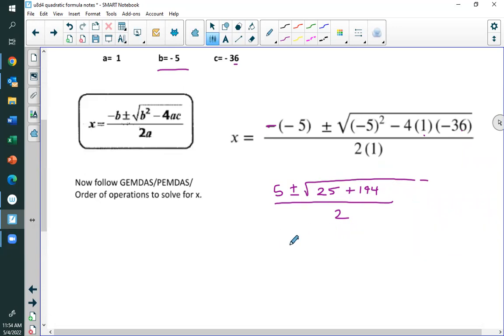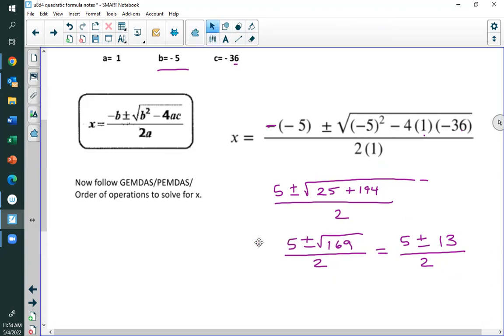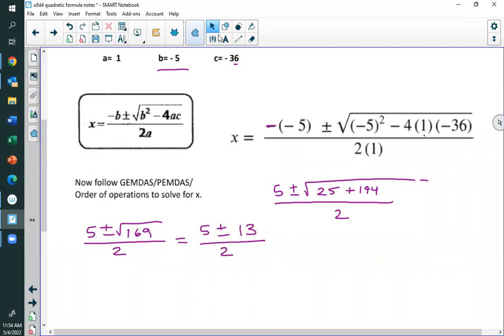Okay, I'm just solving some more. I can say 5 plus or minus the square root of 25 plus 144, which is 169, all over 2. And I know that that is 5 plus or minus 13, because the square root of 169 is 13. It's all over 2. I'm going to move this over, just to give myself some more room.